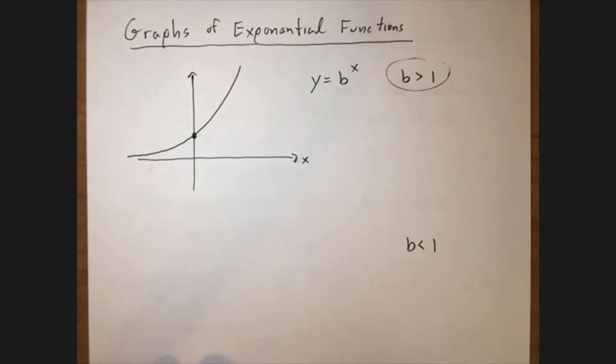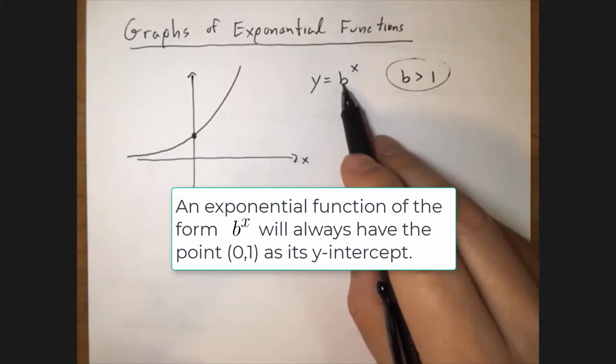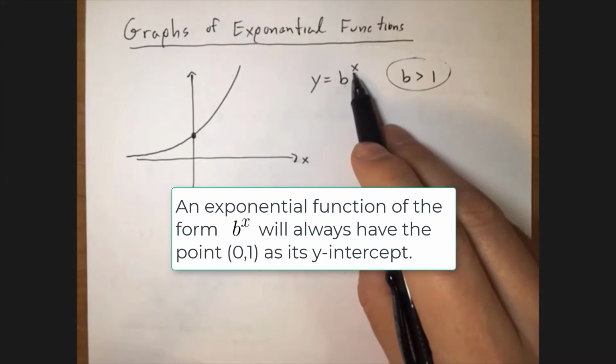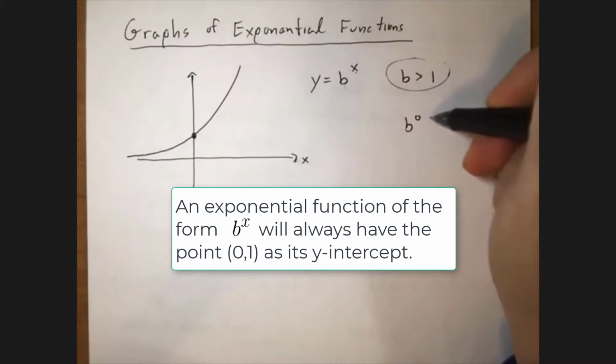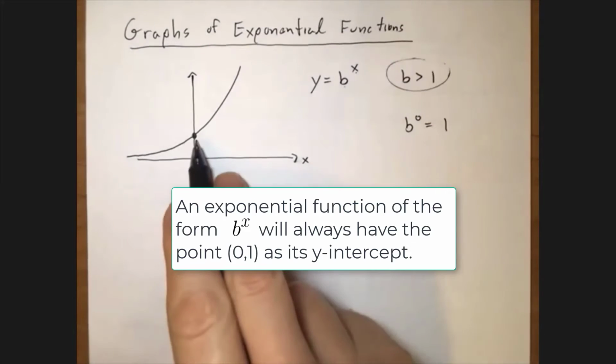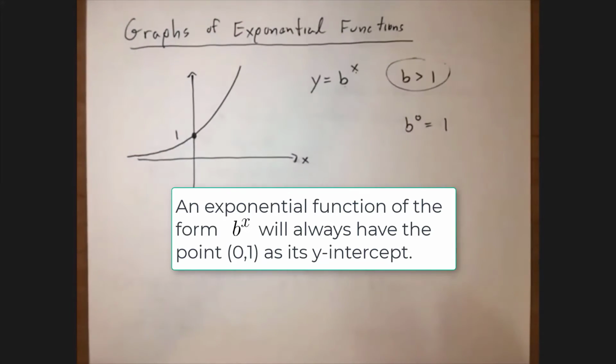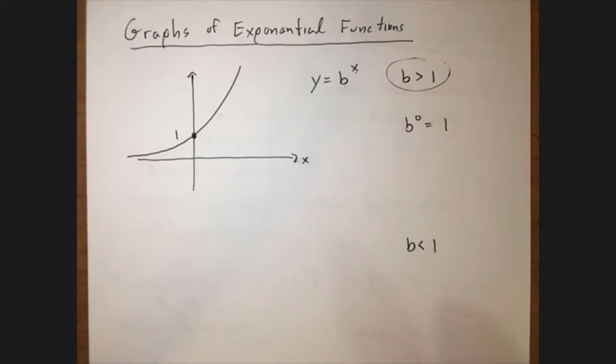And that's always going to be the case, because if you raise a non-zero number to the 0 power, we know that we always get 1. So this is always going to be 1 for every single exponential function we can conceive of. So that's an important thing to remember. It always crosses here at 1.